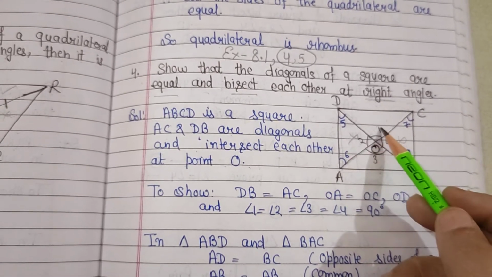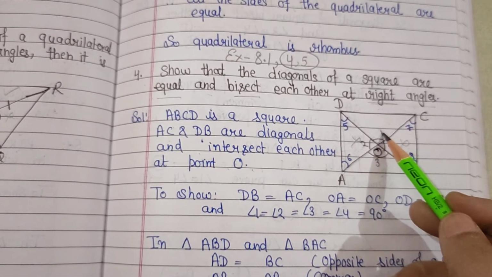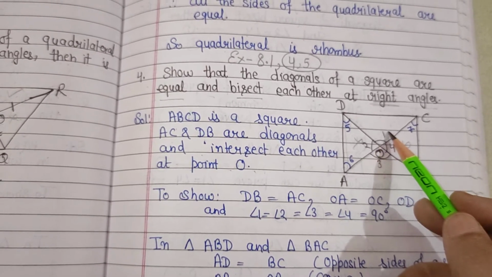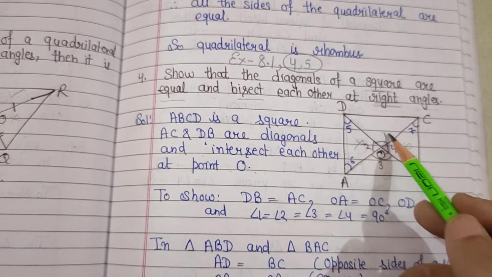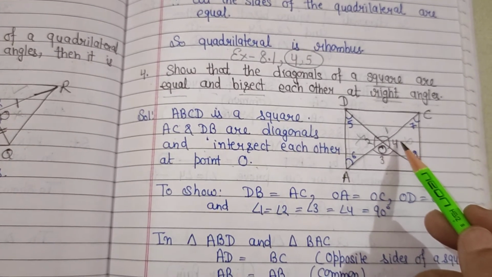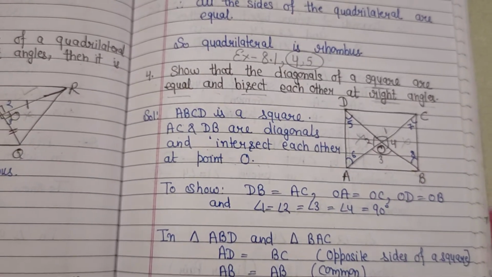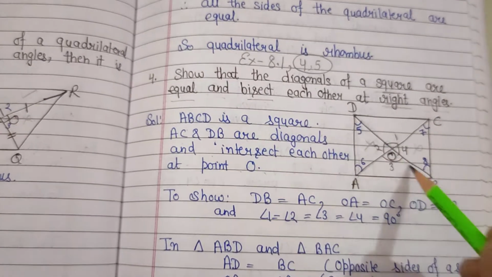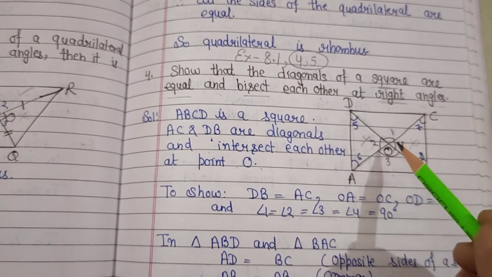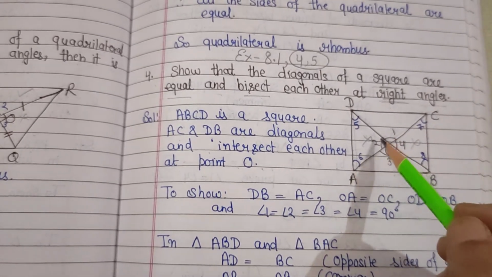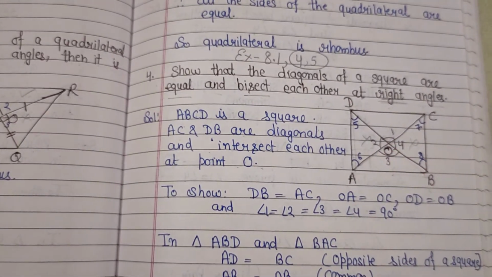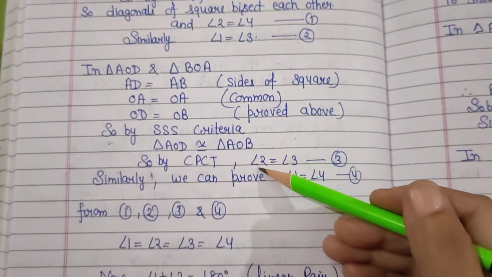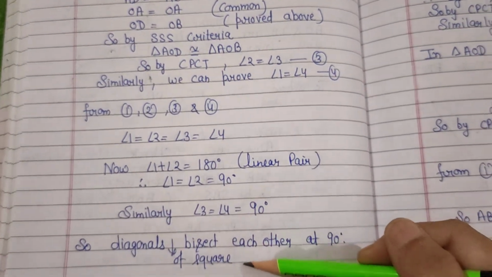But angle 2 and angle 1 both are forming a linear pair. It means if they are making a linear pair and both are equal, angle 1 and angle 2 both are of 90 degrees. Similarly, we can see angle 4 and angle 3 are 90 degrees. So we can say the diagonals of the square are intersecting each other at 90 degrees and bisecting. Now here I have done all the proof which I have told you. So you can do it by yourself.